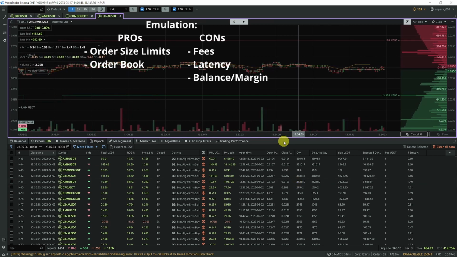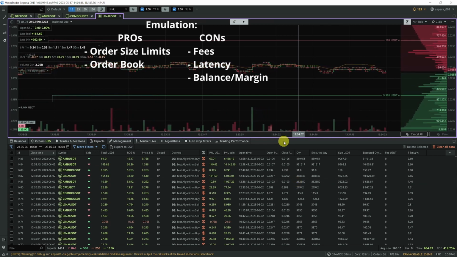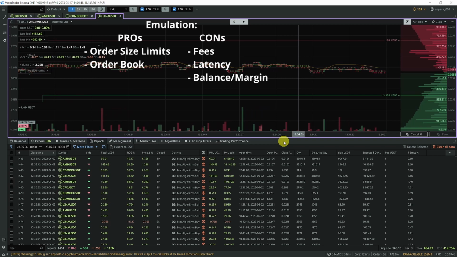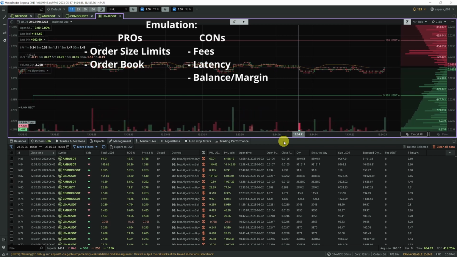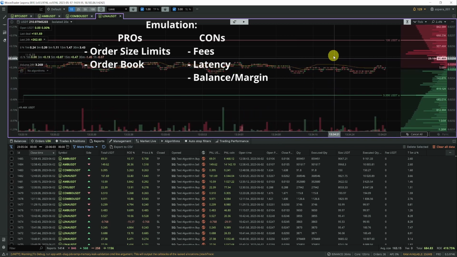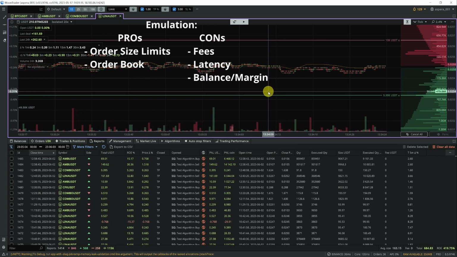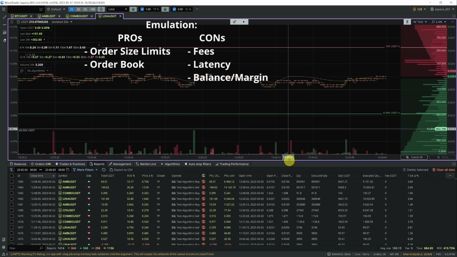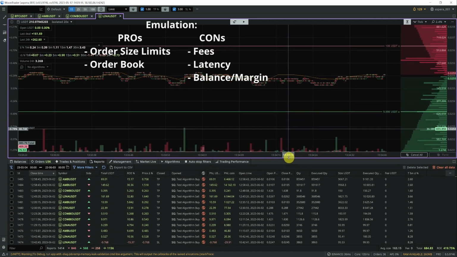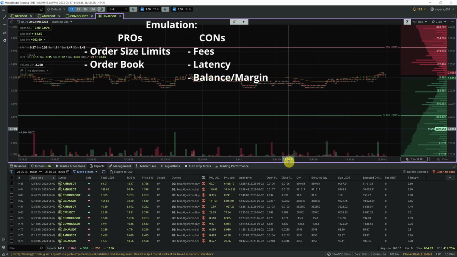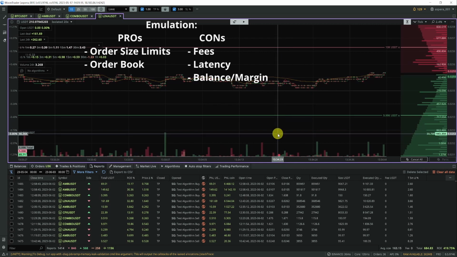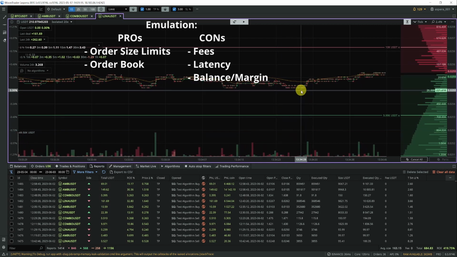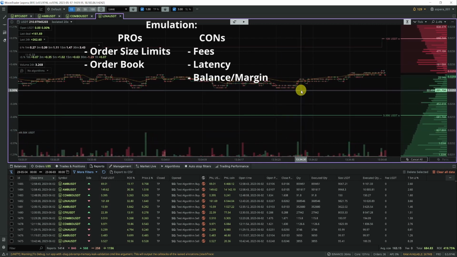Another thing is that Binance does have a limited number of orders per user per coin. But I have not tested that on emulation, and in real life I'm probably not going to exceed that limit, but we'll see. So these are just a few things that I thought about what emulation is not so good for.